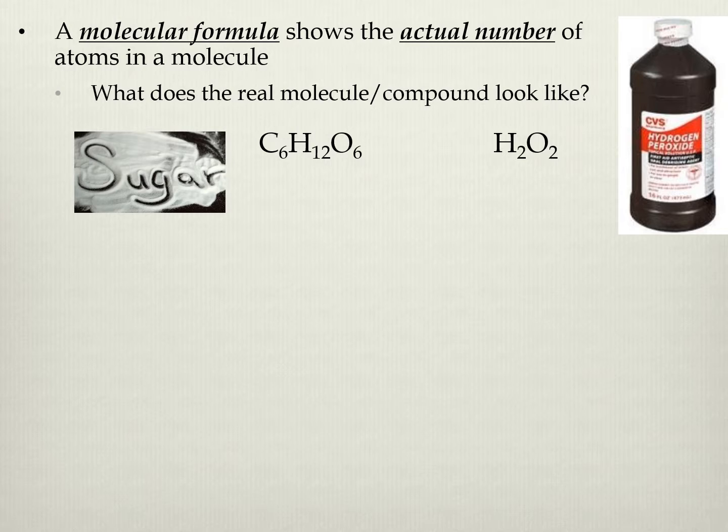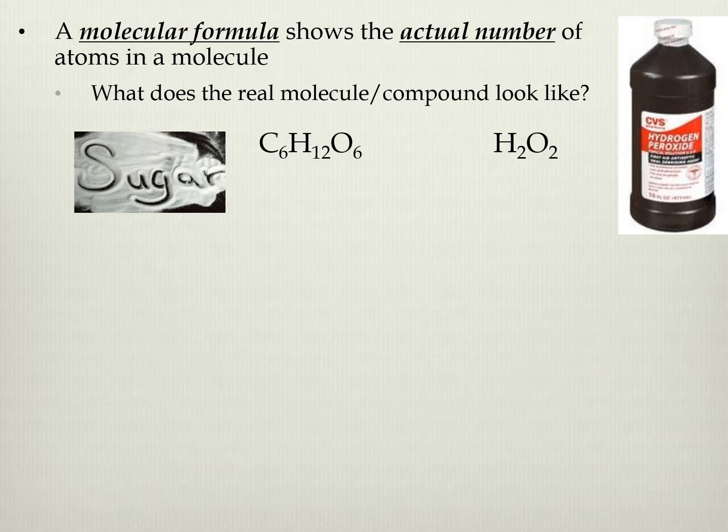So something like sugar, glucose we mentioned the other day, C6H12O6. That means if you wanted to build a sugar molecule, whether in a model or if we could actually put the atoms together piece by piece, you would need to have 6 carbons, 12 hydrogens, and 6 oxygens. That's the actual formula you need. That's the recipe. It has to look like that or it's not glucose.